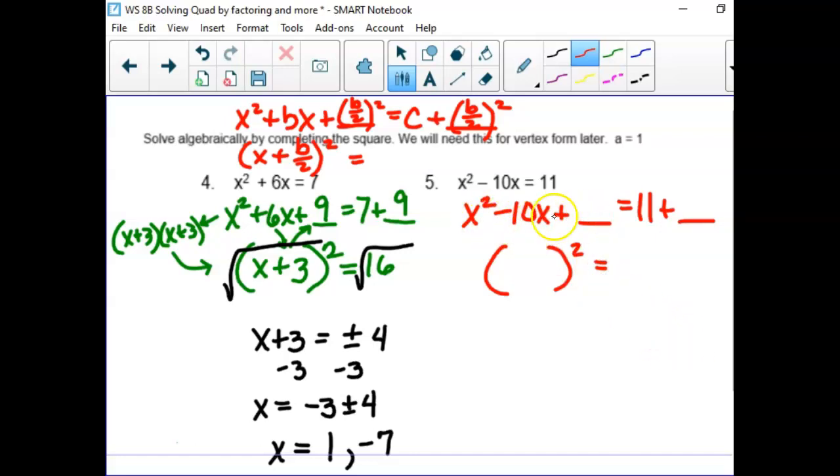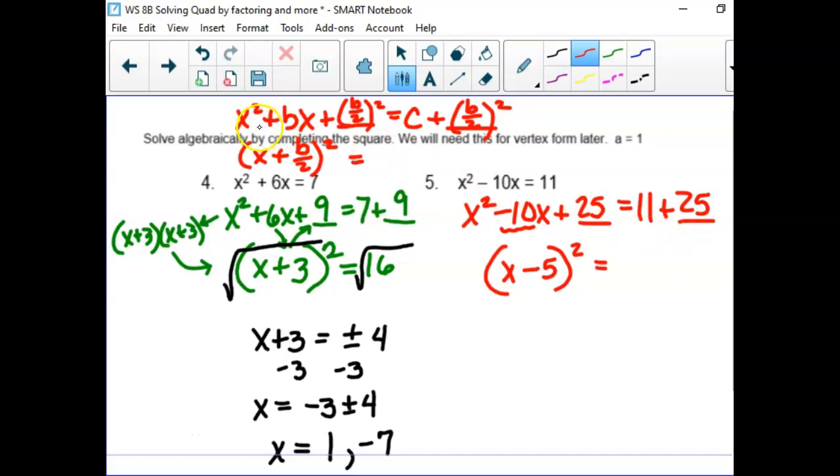You're trying to factor this, and it would be x, and it's half of b. This time you've got to worry about the sign because b is actually negative 10. So what's half of that? Minus 5. Now if you square that, what is a negative 5 times a negative 5? Positive 25. And we're going to add it to both sides.